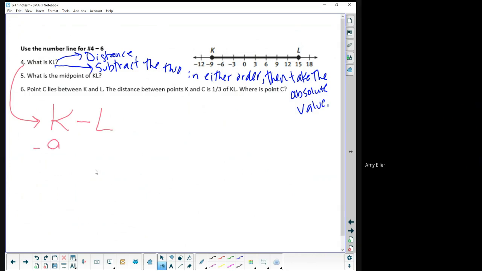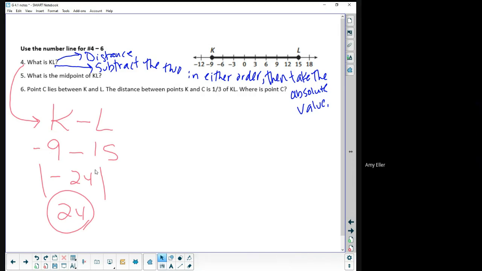K is -9. Subtract. L is 15. We could use a calculator. What's -9 minus 15? -24. Do we remember what absolute value means? Close. We can't say opposite, and I'll tell you why in a minute. It's the distance to 0. So how far away is -24 from 0? 24. So I just subtracted the 2, and I took the absolute value.